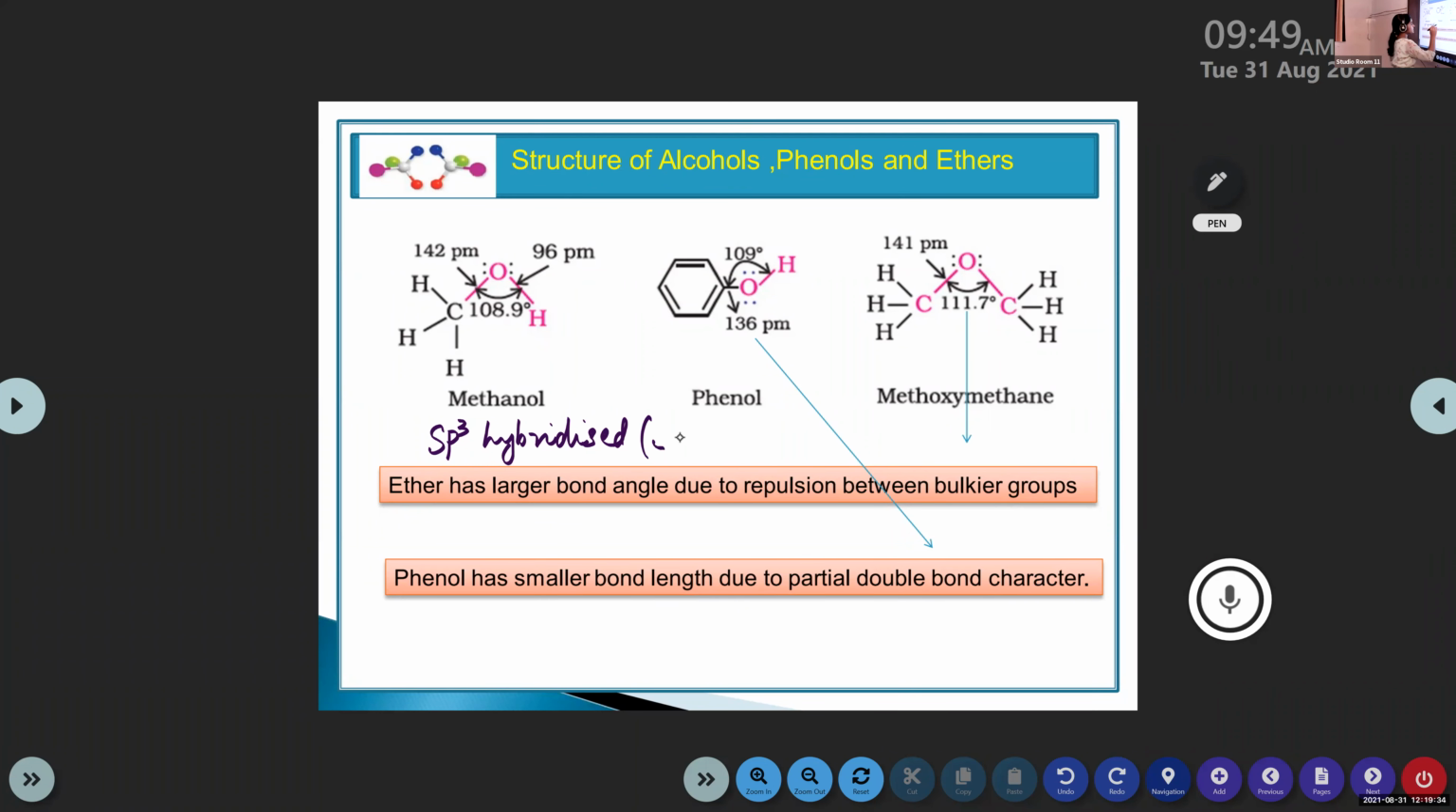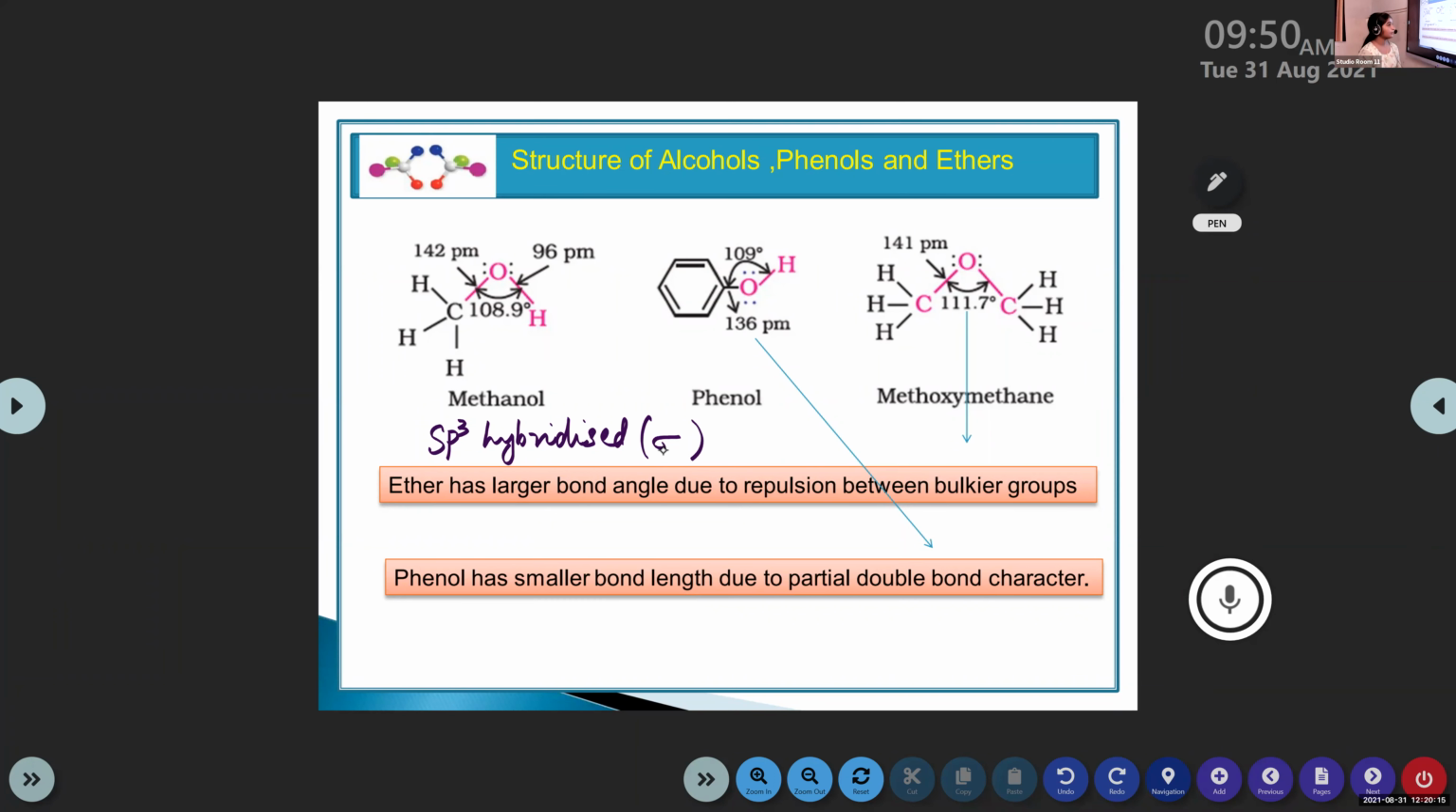And only a sigma bond is formed. Sigma bond shows the single bond, and in the case of double or triple bonds, pi bond is there. So in methanol, both carbon and oxygen are sp3 hybridized, and a sigma bond is formed between carbon and oxygen. This is because overlapping between sp3 hybridized carbon and oxygen takes place, and only a single bond is formed. That is why it is a sigma bond. This is the representation of sigma. That's about methanol.